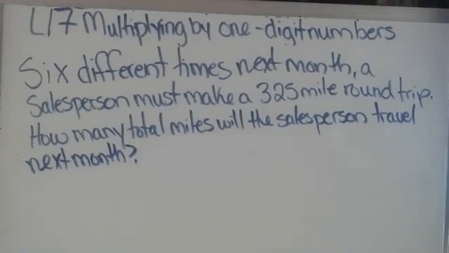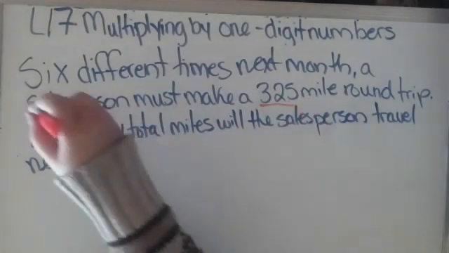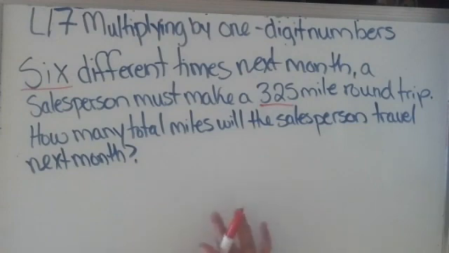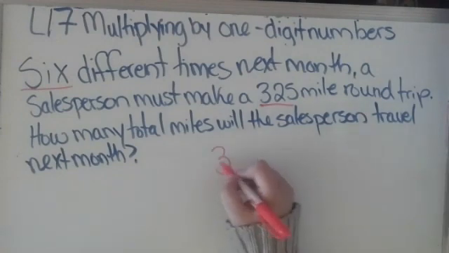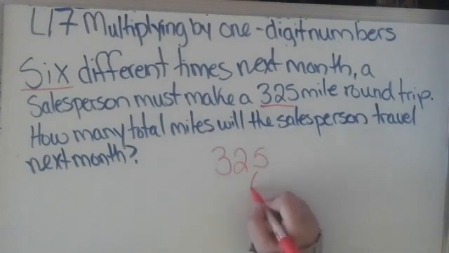All right, our new question is: 6 different times next month, a salesperson must make a 325-mile round trip. How many total miles will the salesperson travel next month? So, what we're looking at is 325 6 different times. So, 6 groups of 325. We're going to do 325 times 6.